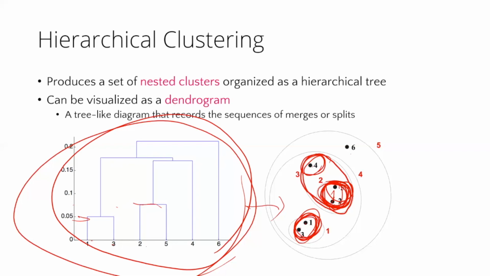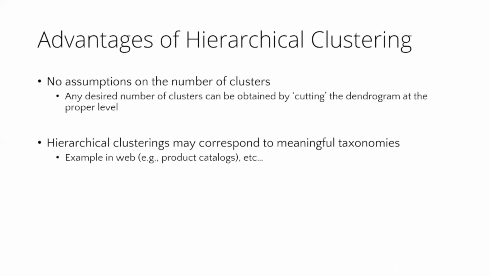Now, before we talk about any further details, here are some advantages of hierarchical clustering. First of all, and this is kind of a big thing, we don't assume anything about the number of clusters. We just keep merging the points together until we have no other pairs to merge. So that's kind of nice, right? Because you don't have to make an assumption on the number of clusters k.